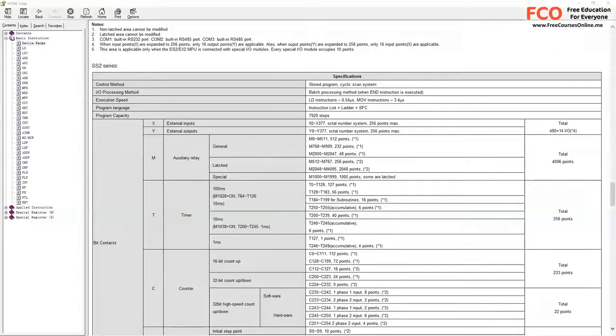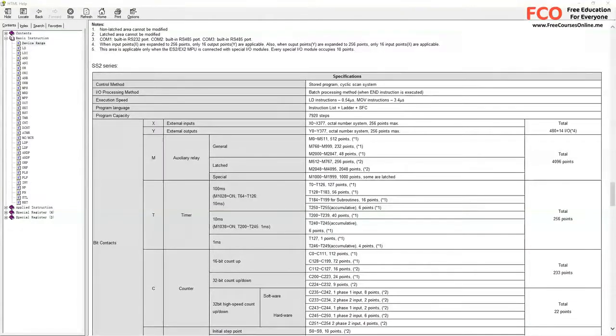Having a look at one of the data sheets for the SS2 series and Delta, we can see on this list there are quite a few different types of memory bits and memory registers that we can actually use to store data and even states inside our PLCs.